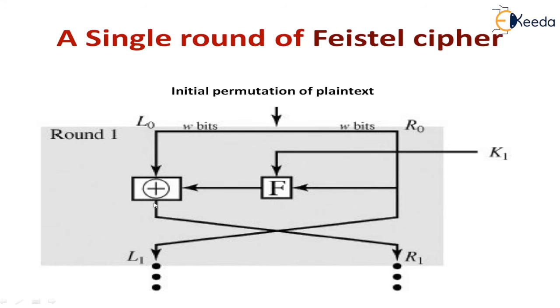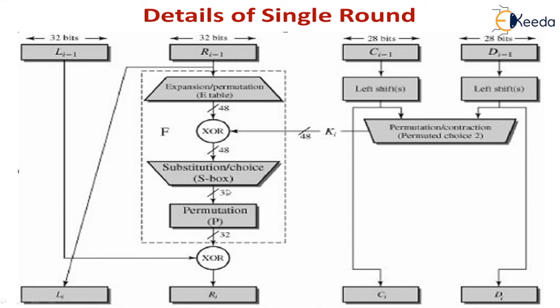Such rounds can be repeated. N number of rounds can be there in a Feistel structure, and every time the key Ki will be produced for processing of these functions. Now the details of a single round: the 64 bits are divided into 32 bits and 32 bits, left and right again, and the expansion and permutation is done with the help of a table.